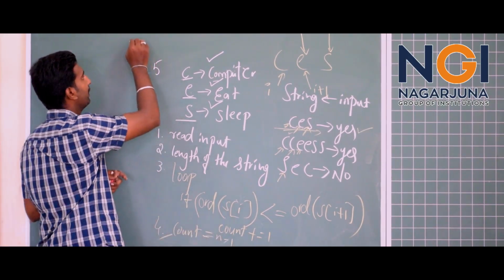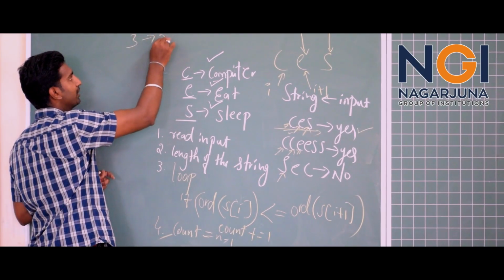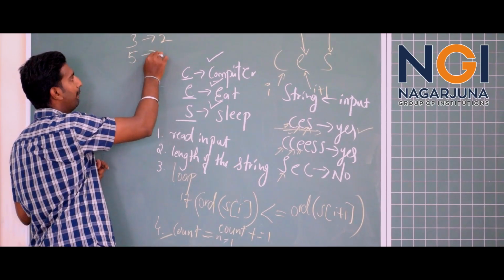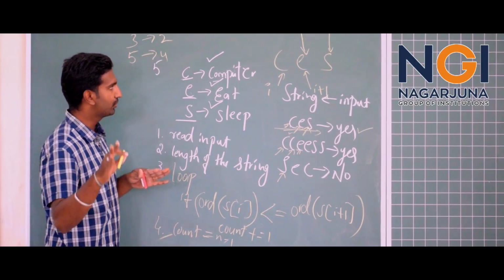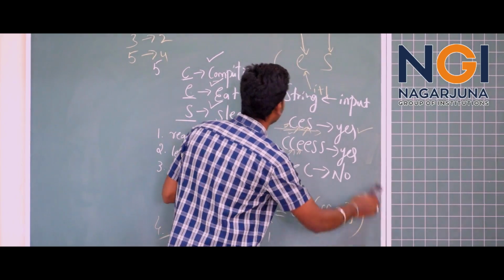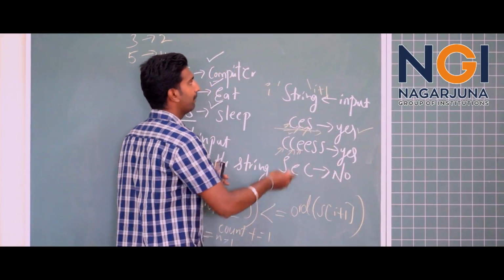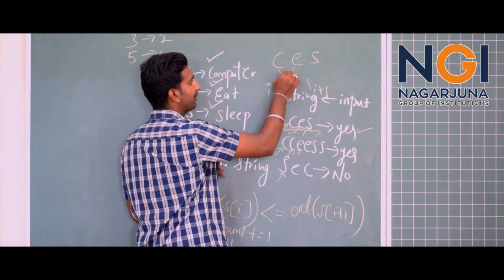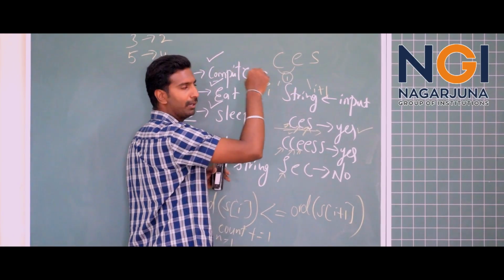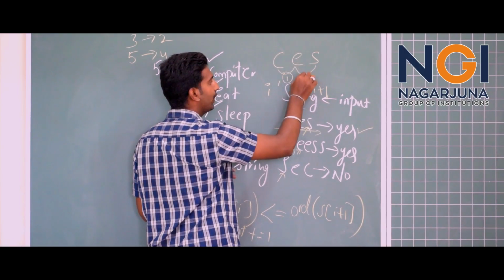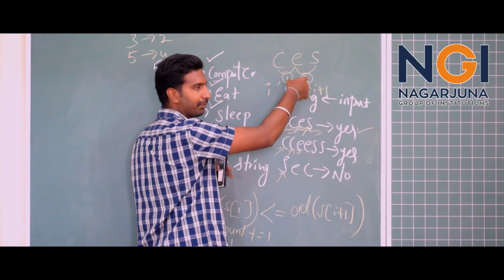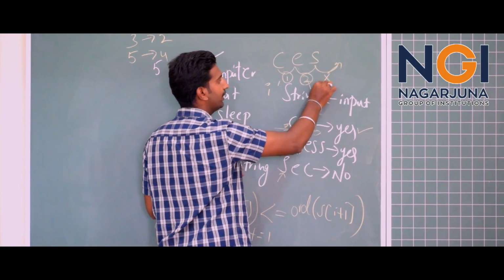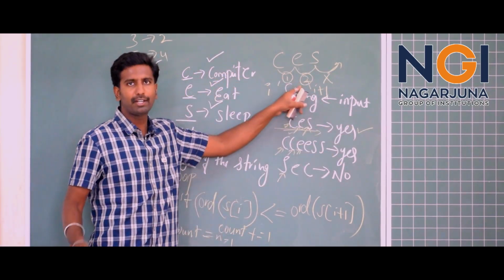For example, if my string length is 3, how many comparisons will we do? We'll make 2 comparisons. If my string length is 5, how many comparisons will we make? We'll make 4 comparisons. Why do we make one less comparison? Let me give you an example. We have CES, right? For example, these 2 elements are compared. How many comparisons do I get? 1 comparison. Again, these 2 elements are compared. I'll get 1 more comparison. My count value becomes 2. With respect to S, I don't have any element to compare, so I cannot compare here. So the total number of comparisons will be 2.